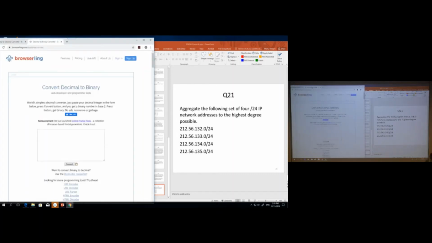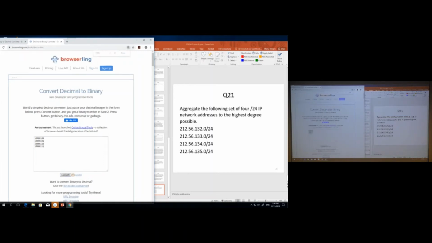So how would you do it? You would take the IP address, you would convert them all to binary. In this case, it's just the 3rd byte that matters, right? So you would convert that to binary and you would look for a pattern. So it's 132, 133, 134, 135, right? So let's convert that to binary.